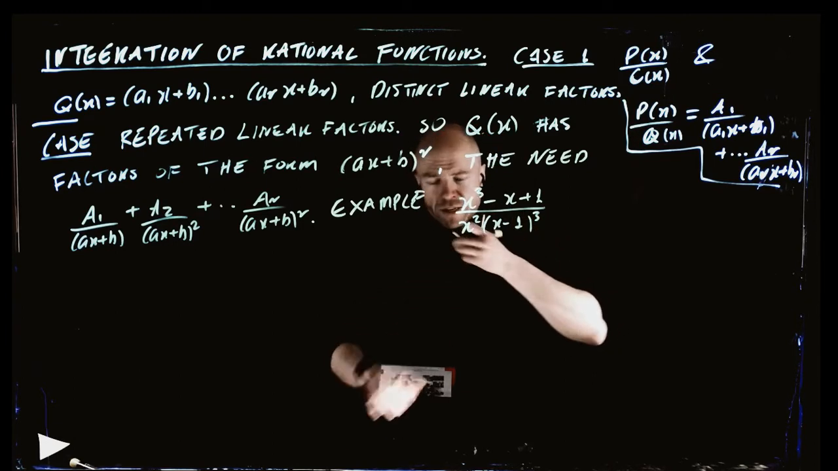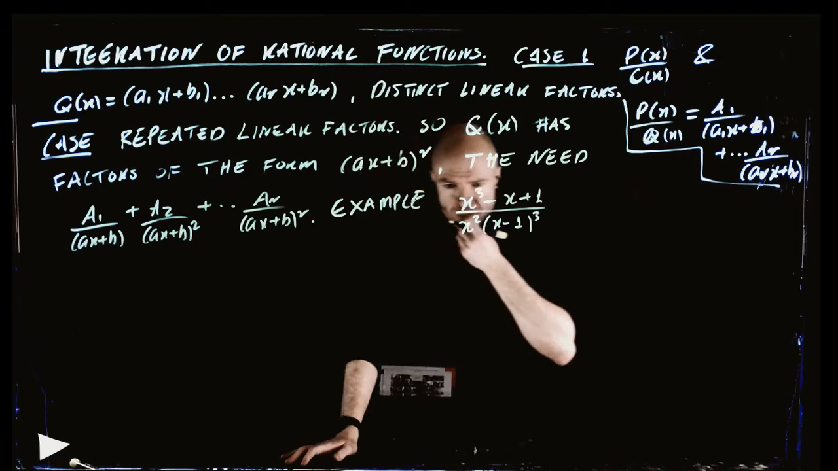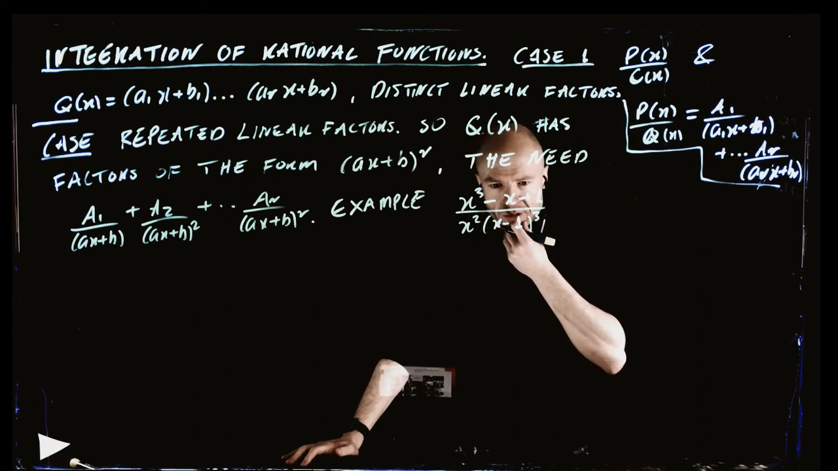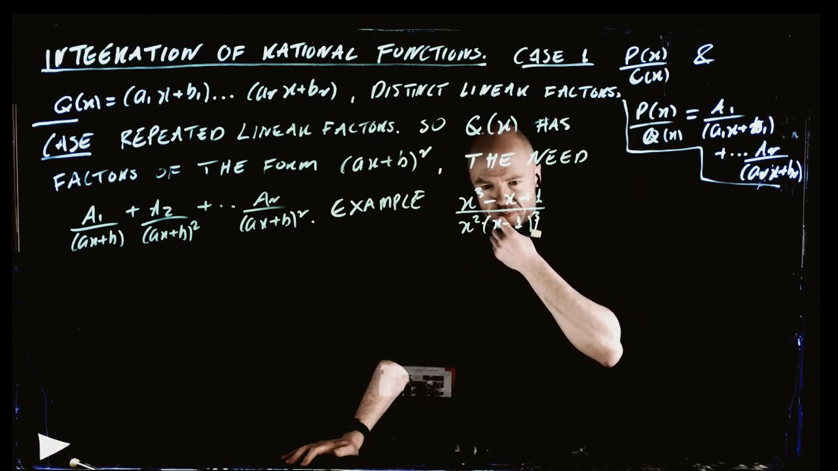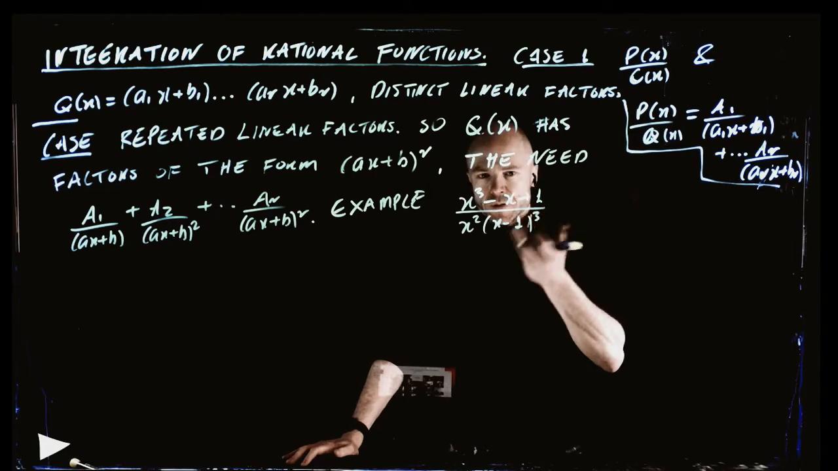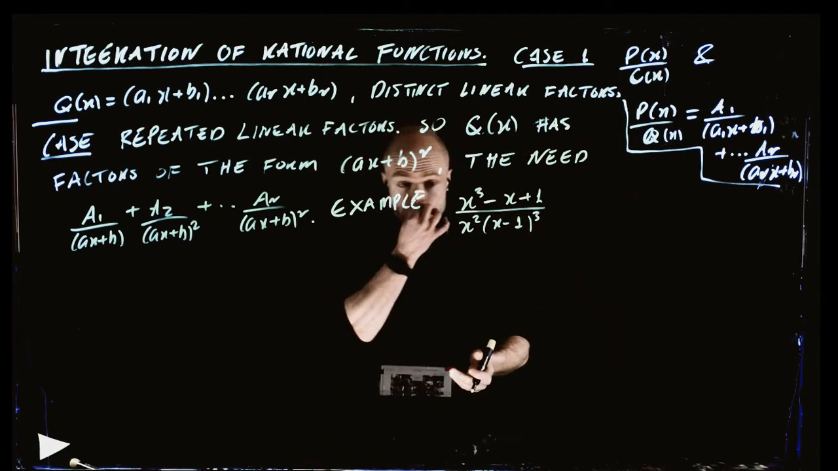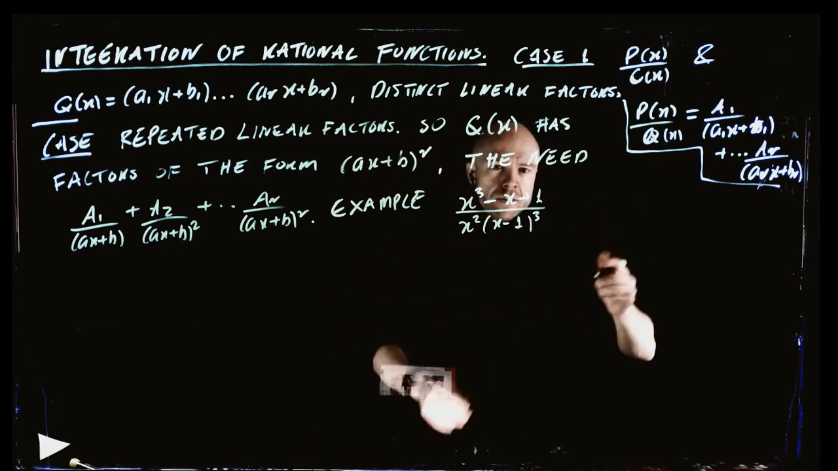So tell me what linear factors you see repeated here. What are the linear factors we see repeated? Someone hasn't spoken yet. x minus 1 is the linear factor that is repeated. Someone give me another one. Yeah, x itself is just a linear factor, right? So you have these two linear factors that are repeated, right?